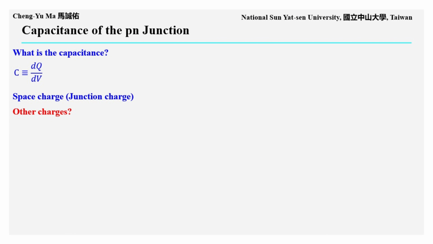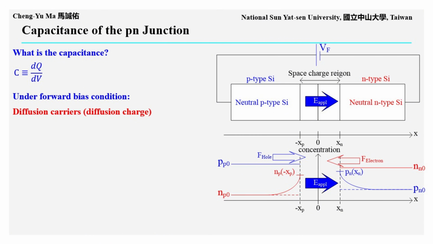Besides space charge changing with bias in a PN junction, are there any other types of charge that also change with bias? The answer is yes. We will use a PN junction operating under forward bias as an example. As shown in the figure on the right, when the PN junction operates under forward bias, the space charge region not only becomes narrower, but majority carriers are also injected across the space charge region into the other side. This causes a large increase in minority carriers in the neutral region. These minority carriers then diffuse and form transport current.